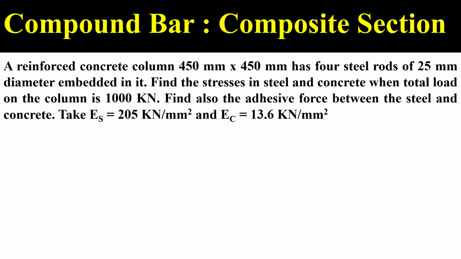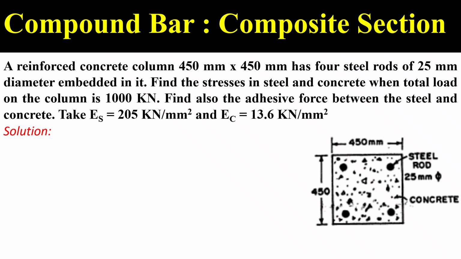Let's see the solution. First, write down the given data. Here it is given the column size is 450 by 450, and this column is embedded with 4 steel rods, each of diameter 25 mm. So the area of the column is 450 by 450, that is 202,500 mm square.